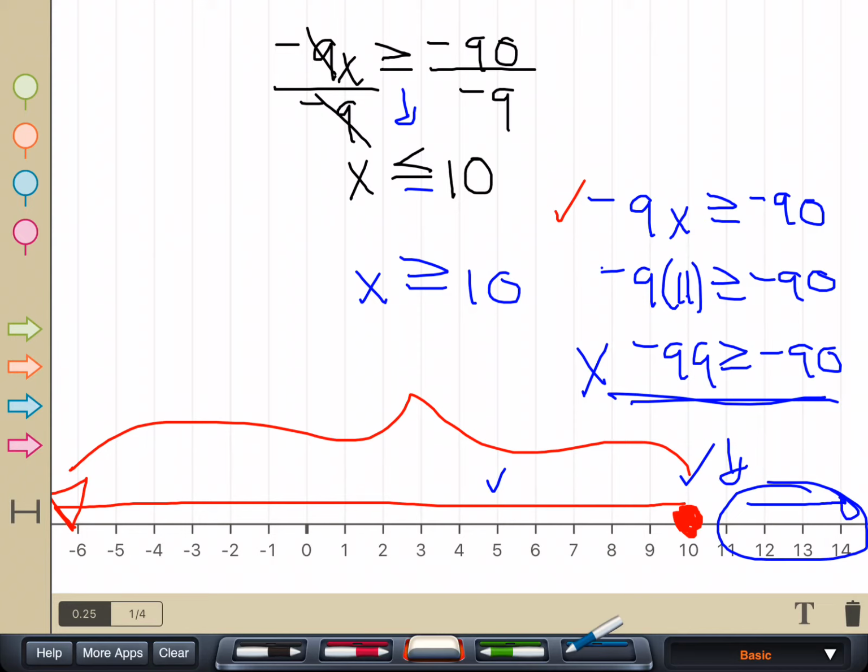And that would be the same for any of these values that are greater than 10. So when we divide by a negative, we have to reverse the sign in order to come up with a solution set that will make the inequality true. So please don't forget that, okay? Hopefully this little video helps you as you continue to do your work on one-step equations.